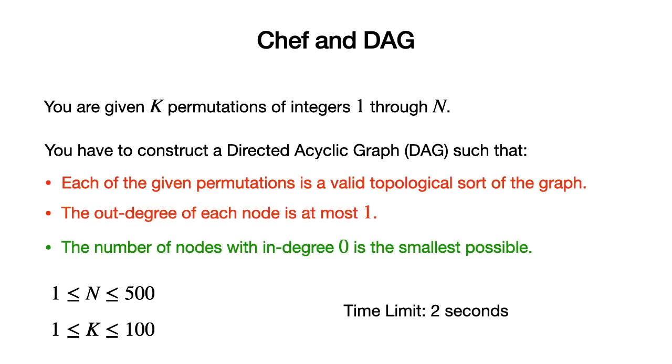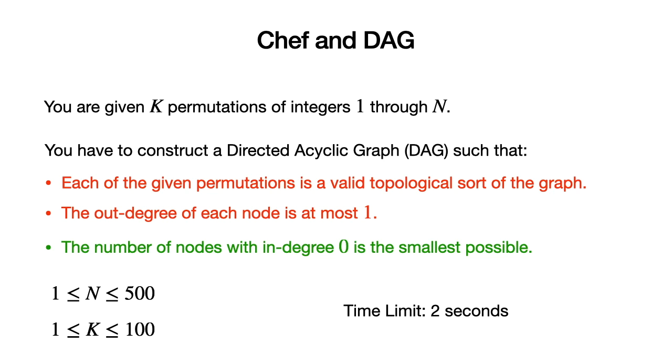Today, I'm going to discuss with you a problem named Chef and Dag, which appeared in the March 2020 long challenge on CodeChef. So let's jump into the problem. The problem states that you're given k permutations of integers 1 through n. You have to construct a directed acyclic graph such that each of the given permutations is a valid topological sort of the graph. The out degree of each node is at most 1, and the number of nodes with in degree 0 is the smallest possible.